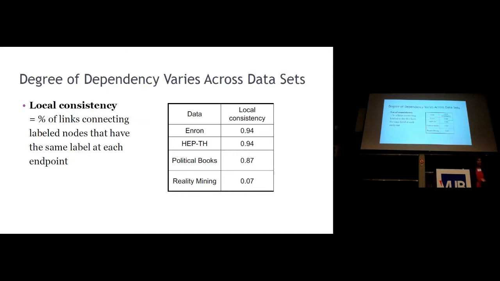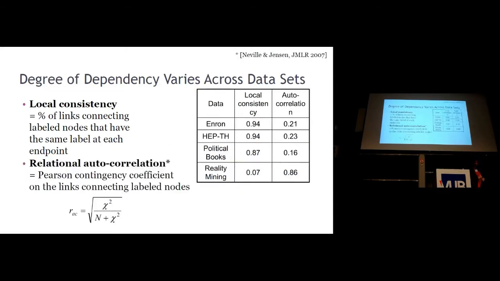And the last one is reality mining, which is the opposite. If I list all the phone calls in the MIT reality mining data and see if somebody in the study calls another person in the study, as you would expect, that is not going to be the case. Usually people in the study call people outside of the study.